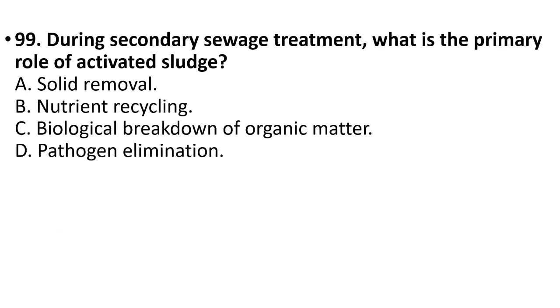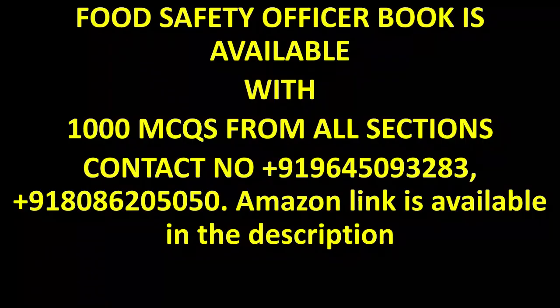99. During secondary sewage treatment, what is the primary role of activated sludge? Solid removal, nutrient recycling, biological breakdown of organic matter, pathogen elimination. Your answer is option C. Biological breakdown of organic matter.